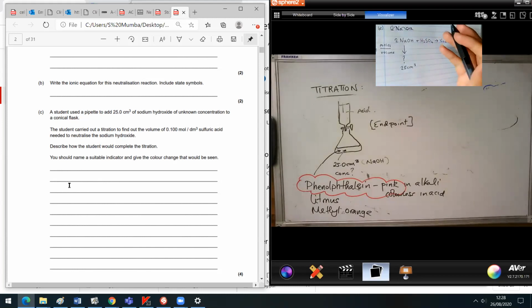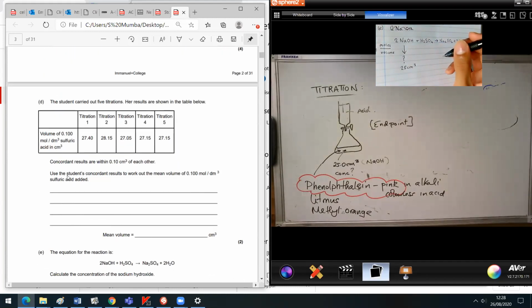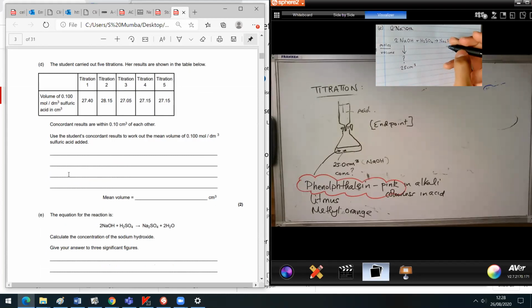Good. Do we know the volume of sulfuric acid that was used? Was it 0.1? No. You've just calculated it in part D. It says, calculate the volume. So is it 27.12? That's the volume of sulfuric acid. Do you know what the concentration of the sulfuric acid was? 0.1 moles per decimeters cubed. Well done. I think you've got sufficient information there to start working towards an answer.